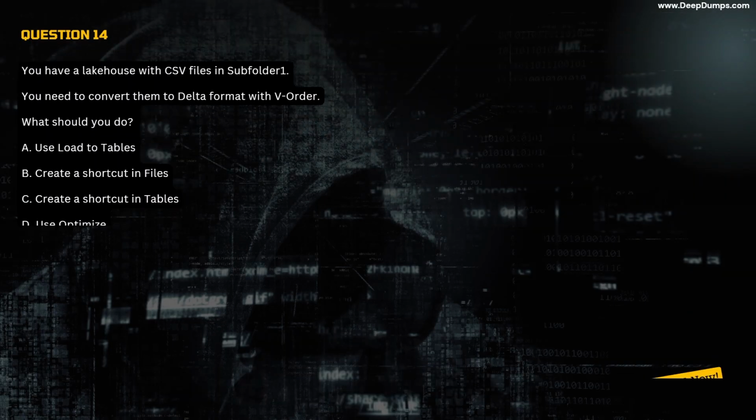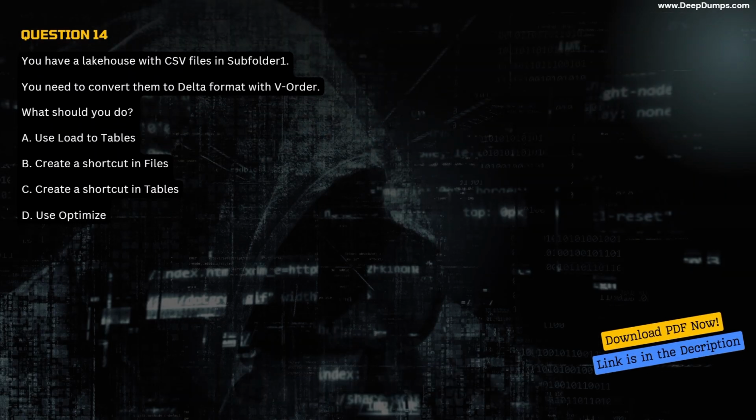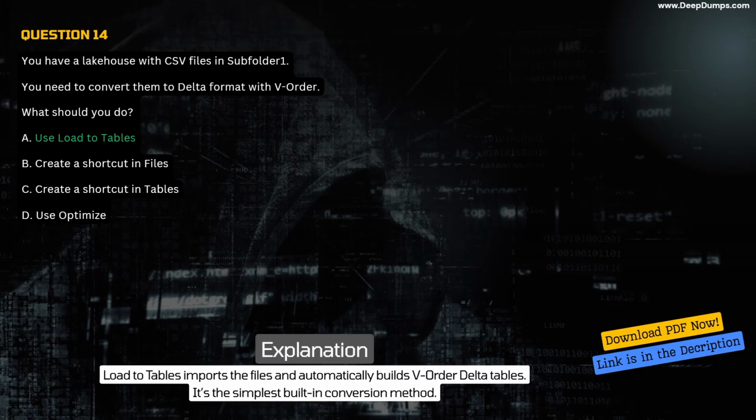Question 14. You have a lakehouse with CSV files in Subfolder1. You need to convert them to Delta format with V-Order. What should you do? A. Use Load to Tables. B. Create a shortcut in Files. C. Create a shortcut in Tables. D. Use OPTIMIZE. Correct answer A. Use Load to Tables.